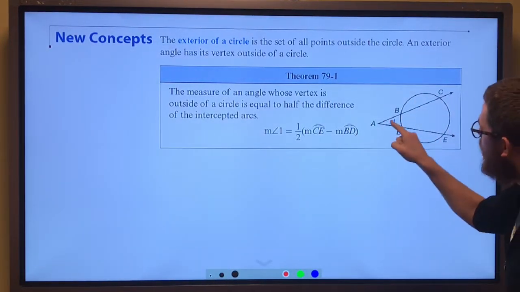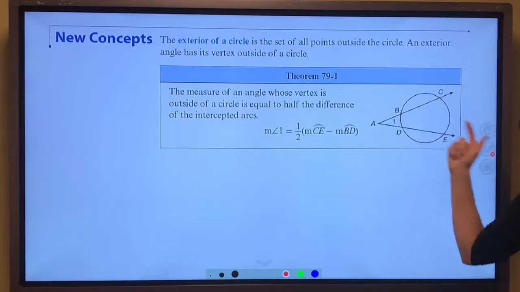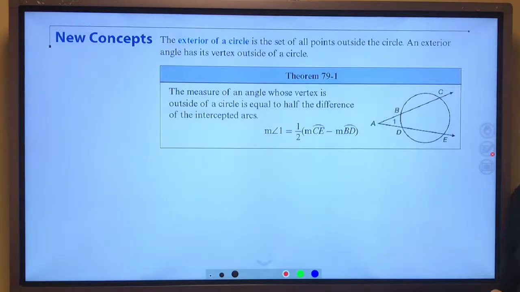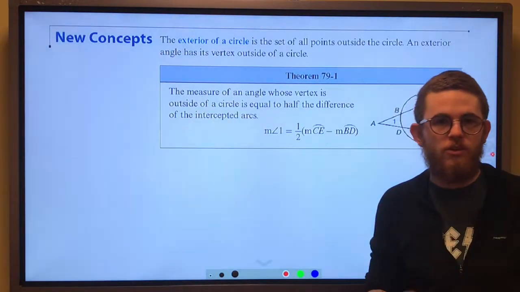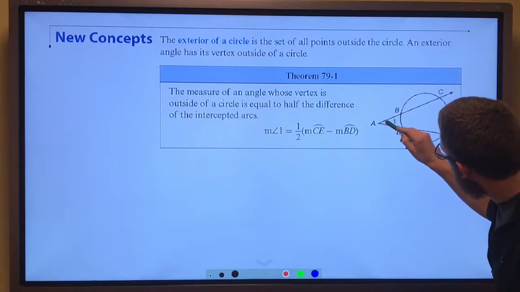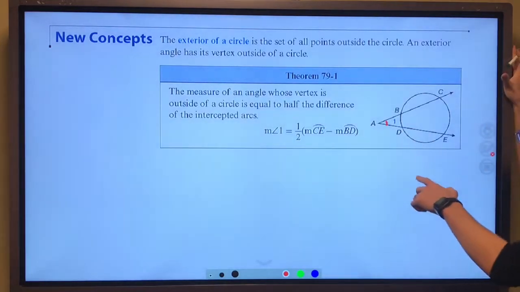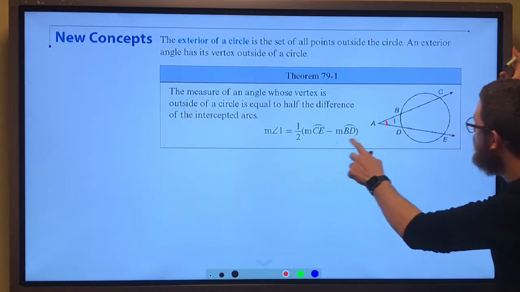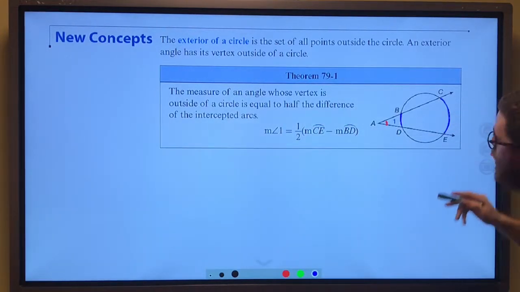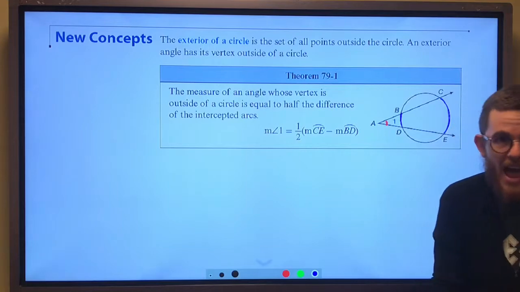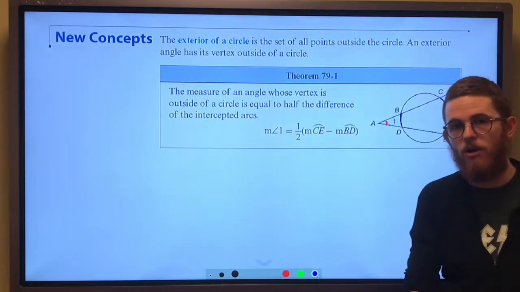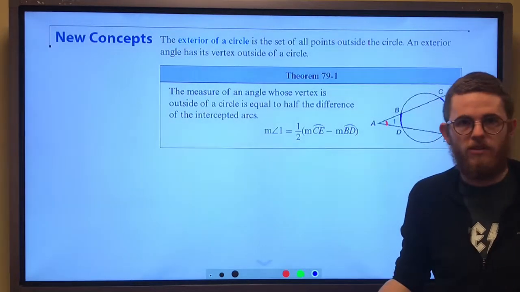Notice how this angle right here is created by two secants, but it could be created by a secant, it could be created by tangents, doesn't matter what it is. That angle on the exterior is going to be half the difference of the two arcs that it creates on our circle. That's our fact of the day.